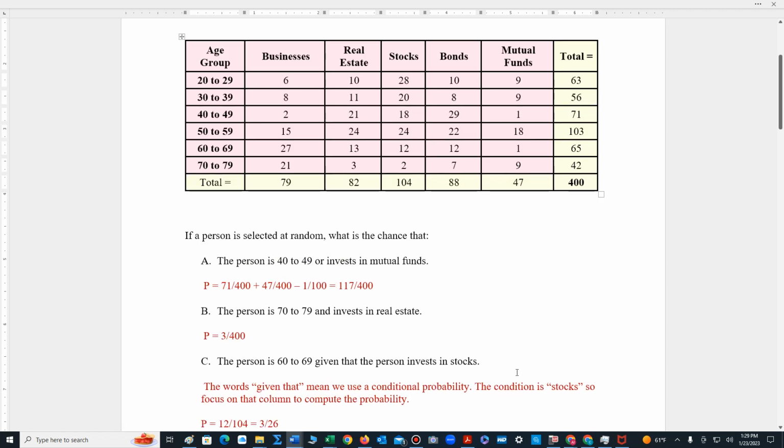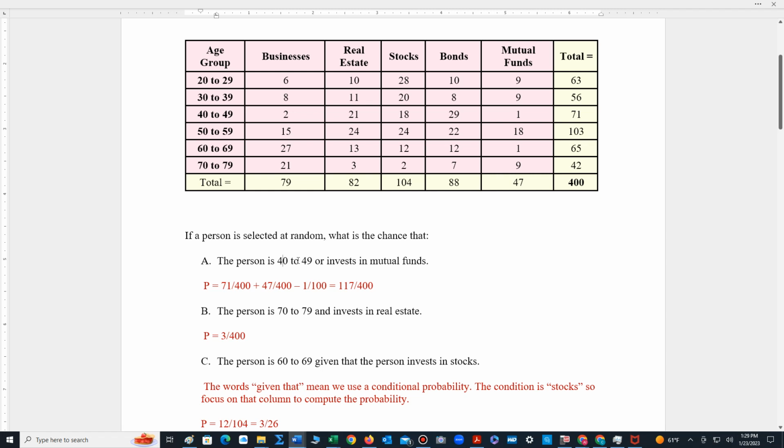We begin with the very first question. It states the person is 40 to 49 or invest in mutual funds. So or informs us that we're applying one of our addition rules. And we have to be very careful because there may be an overlap between these two variables. In fact, in this case, there is. So we have to avoid double counting by subtracting out the overlap.